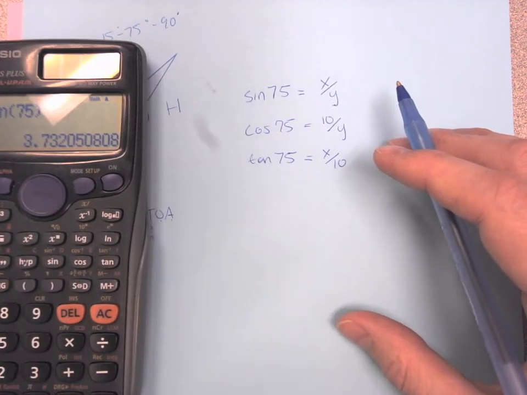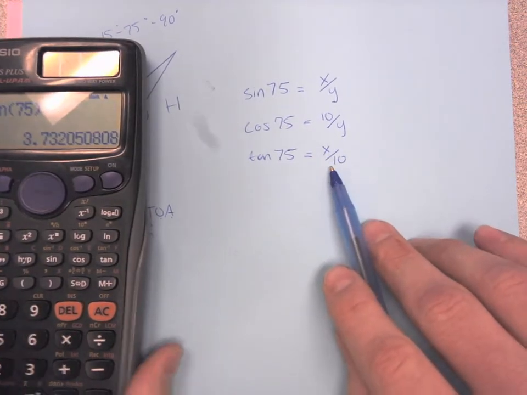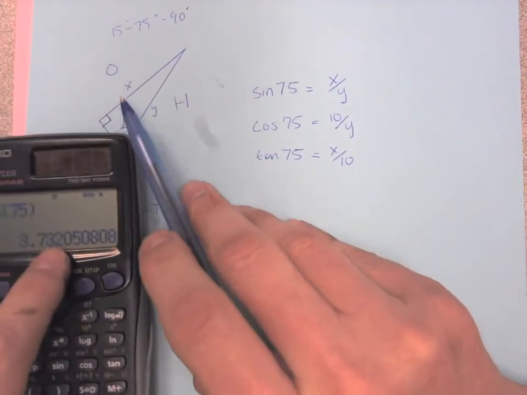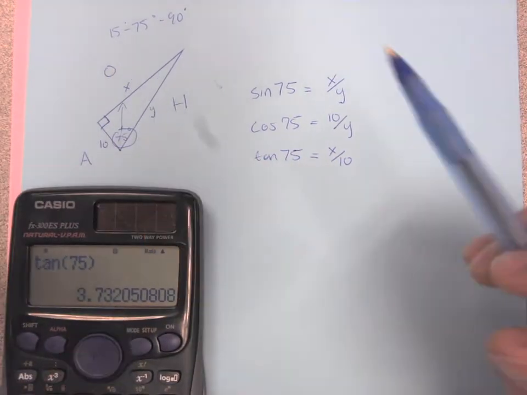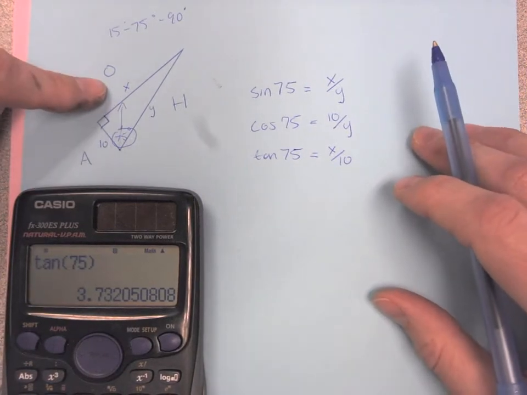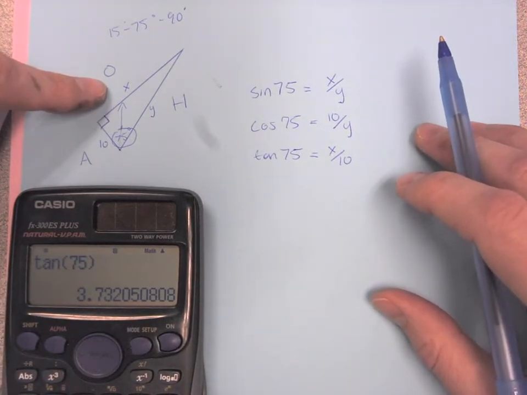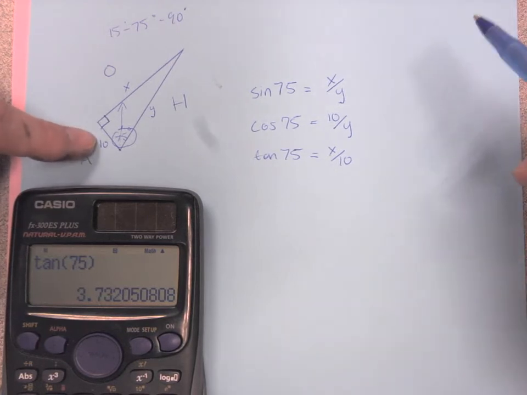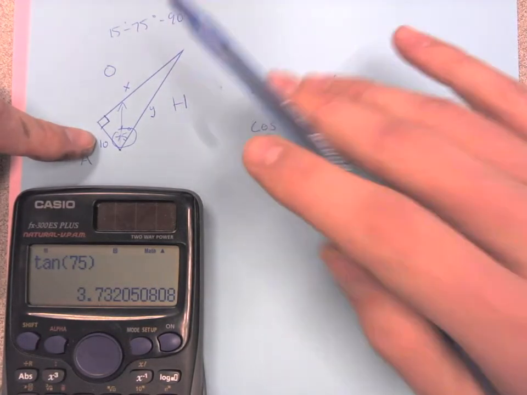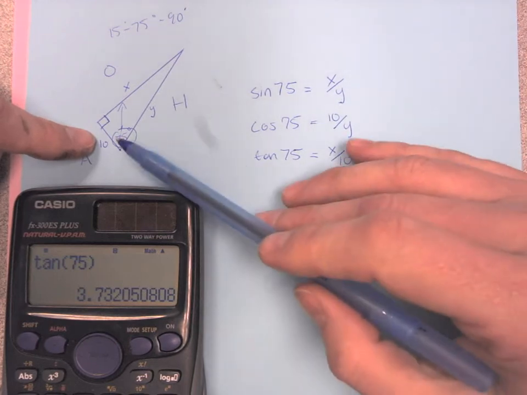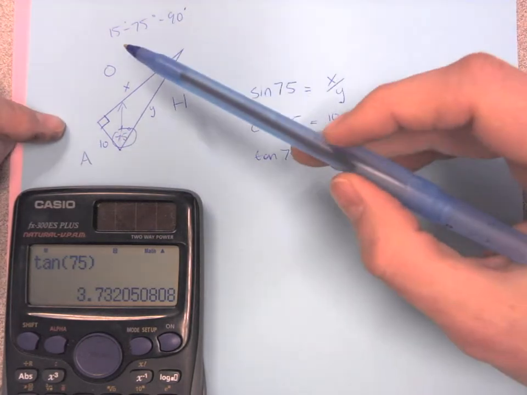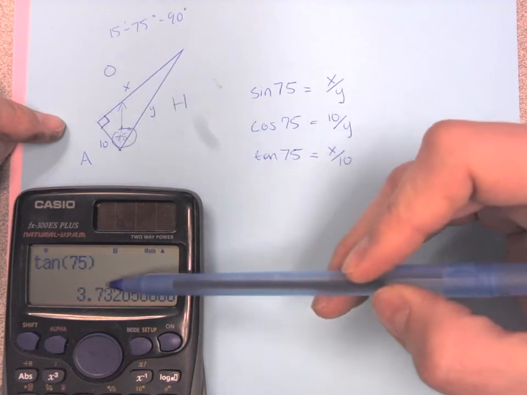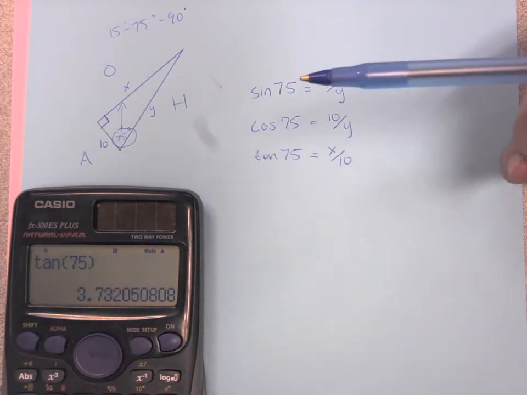Okay, so the relationship between the two sides, between the opposite and the hypotenuse, is 3.73 to 1. What that means is this side is 3.732 times bigger than this side. In every 15, 75, 90 triangle, that's always true. If your reference angle is 75 and you're talking about the side that's opposite to it and the side that's adjacent to it, the opposite side will be this much bigger. Okay, that's what your calculator is telling you.